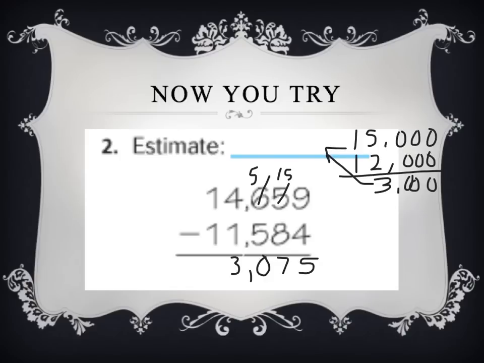Okay, so the first thing I did was estimate each number, or round each number, to estimate the answer. So here I said, is this going to be 14 or 15? And I looked at the neighbor and it was a 6, so we had 15. And then is this number here going to be 11 or 12? And I looked at the next number, 5 or more, add one more. So I made it the 12.